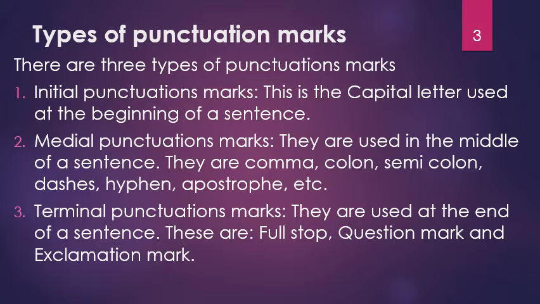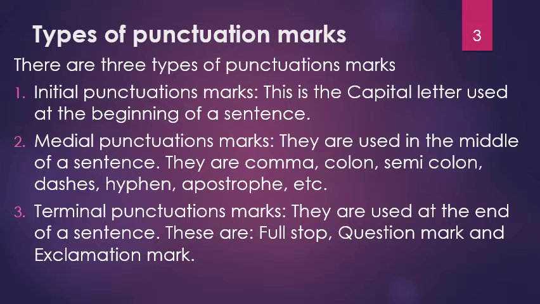We have different types of punctuation marks. There are 3 types of punctuation marks. We have the initial punctuation marks. This includes the capital letters used at the beginning of a sentence. We have the medial punctuation marks. These are used in the middle of a sentence. They are comma, colon, semicolon, dashes, hyphen, apostrophe marks.